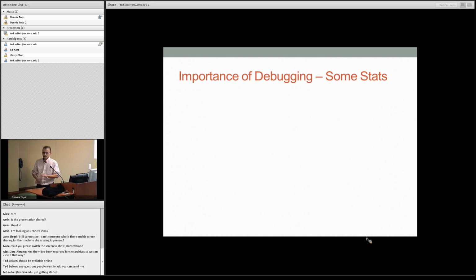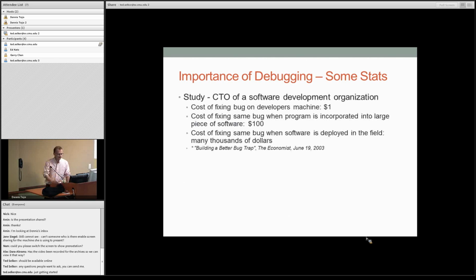Okay, so the importance of debugging. I'm going to try to motivate you as far as debugging is concerned by showing some stats. The first one was a study done by a CTO of a company. The question was, how much do software defects cost you? If you're sitting on your machine as a developer in your office working on your little piece of the puzzle, the cost of fixing it is cheap. It's $1. When you take your piece of the puzzle and actually insert it into the bigger picture, the cost goes up. And it goes up to, he said, $100.